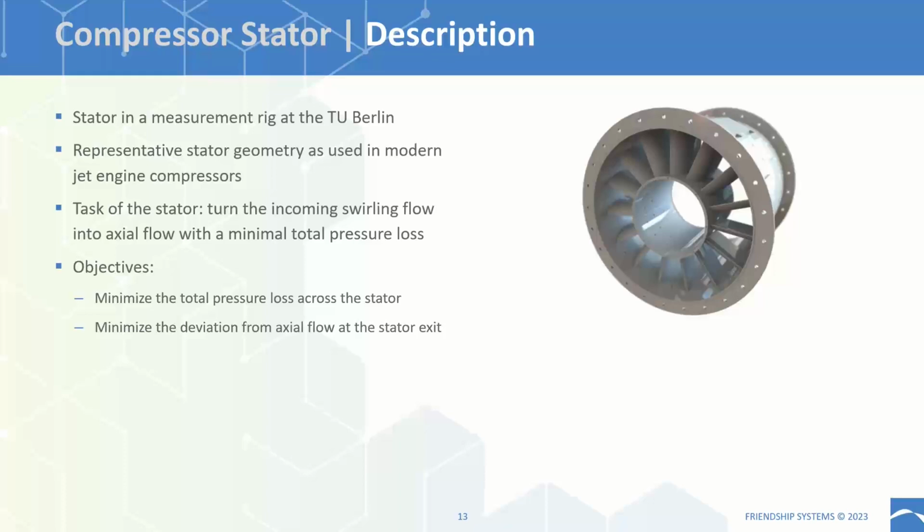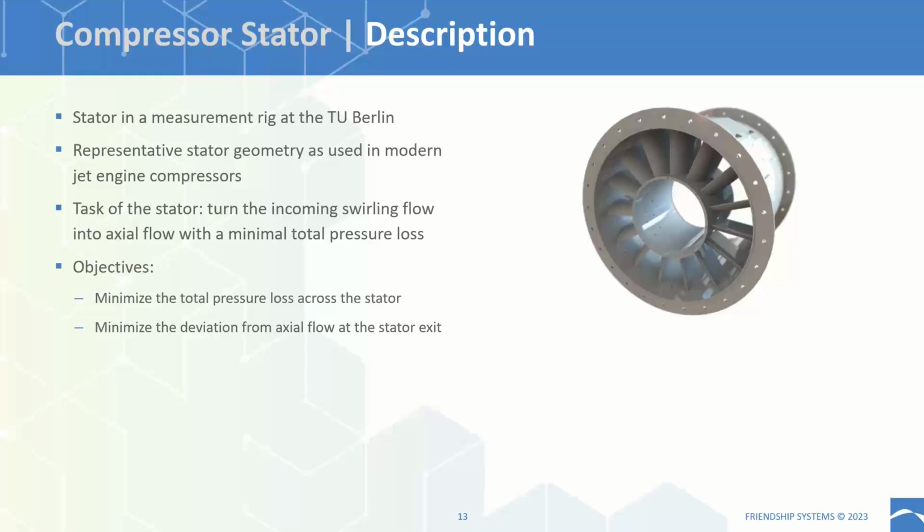As the task of this stator is to turn the incoming swirling flow into an axial flow. So in front of the stator, we might have some rotor stages, and we have a flow that is incoming to the stator that has a certain swirl, and we want to turn it into as pure axial flow as possible with a minimal pressure loss across the stator. So these are our objectives for the optimization that we performed.